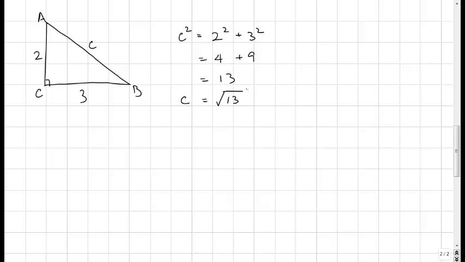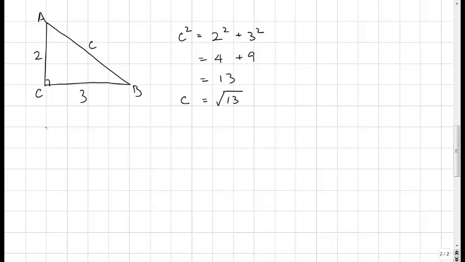So that's the best we can do if we want to represent it exactly, and if we want, we can use a calculator to get a decimal approximation. And we know that it's going to be somewhere between 3 and 4, because 3 squared is 9 and 4 squared is 16. And it's not a big surprise that it's bigger than 3, because we expect the hypotenuse always to be bigger than any of the two sides. It has to be the biggest side of the triangle because it's opposite the biggest angle.